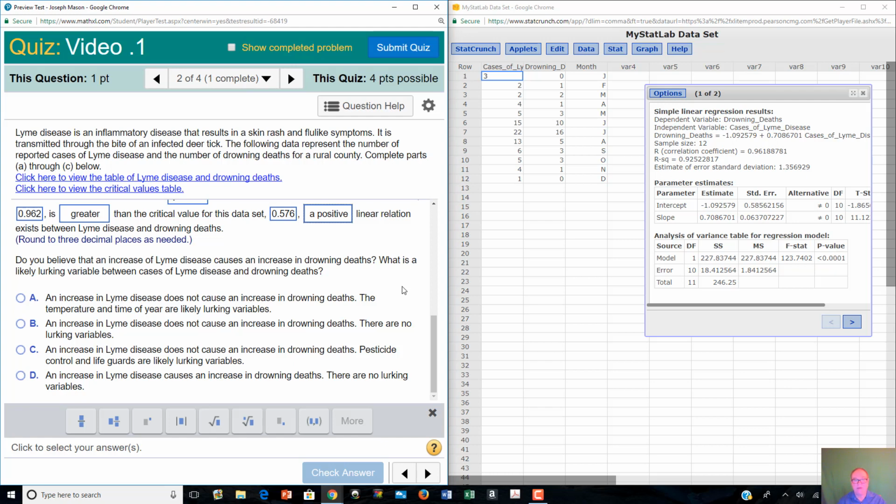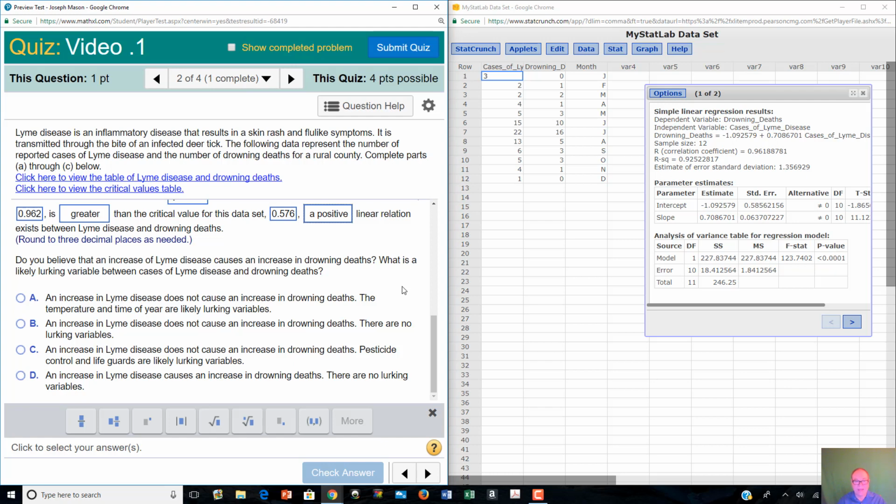Well, in A, an increase in Lyme disease does not cause an increase in drowning deaths. The temperature and time of year are likely lurking variables. In B, an increase in Lyme disease does not cause an increase in drowning deaths. There are no lurking variables. If there were no lurking variables, we would be showing an increase in drowning deaths. In C, an increase in Lyme disease does not cause an increase in drowning deaths. Pesticide control and lifeguards are likely lurking variables. I don't know what pesticides have to do with drowning. In D, an increase in Lyme disease causes an increase in drowning deaths. There are no lurking variables. Well, like I said, I'm not so sure Lyme disease causes drowning.